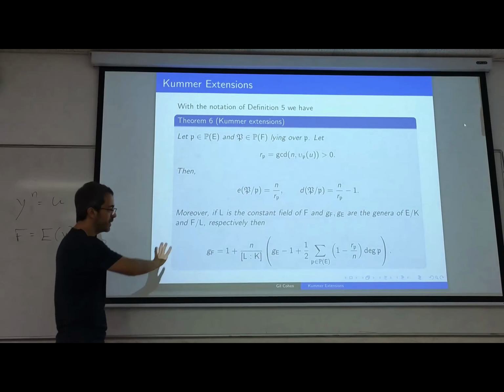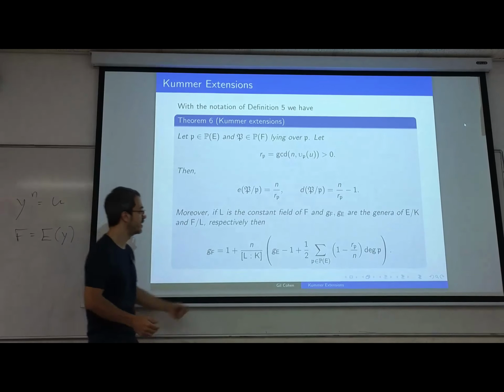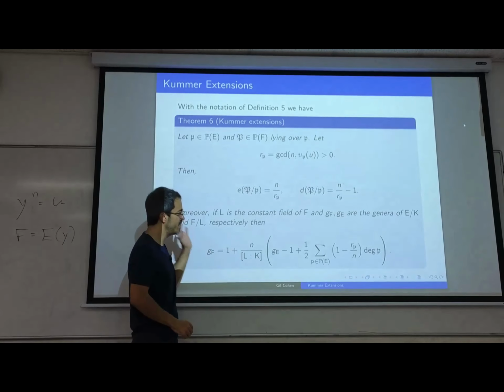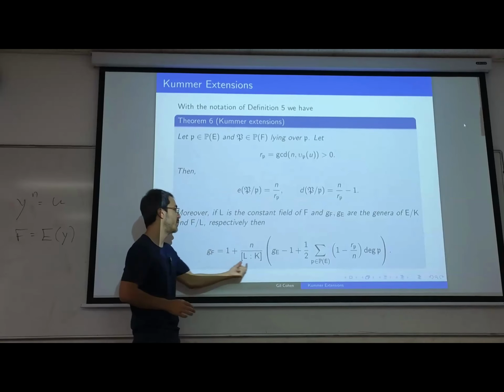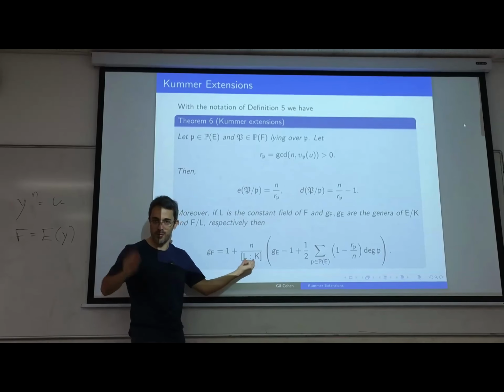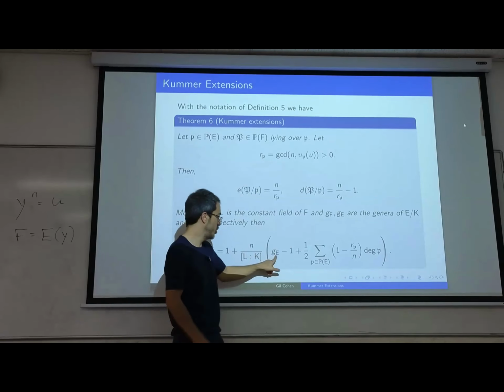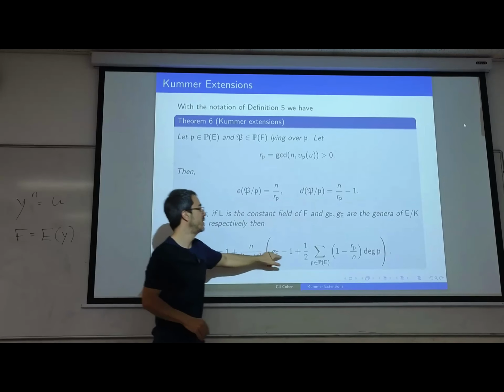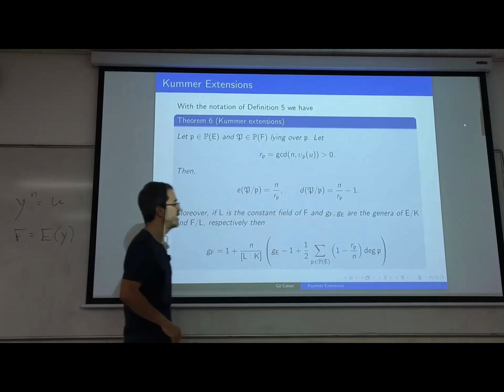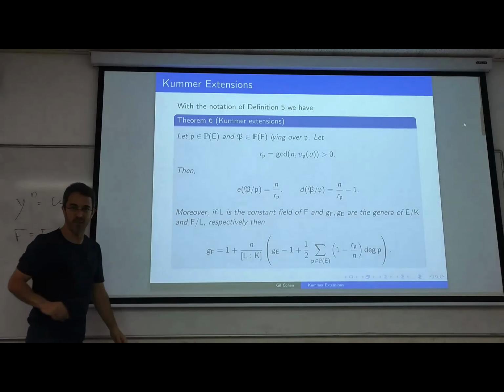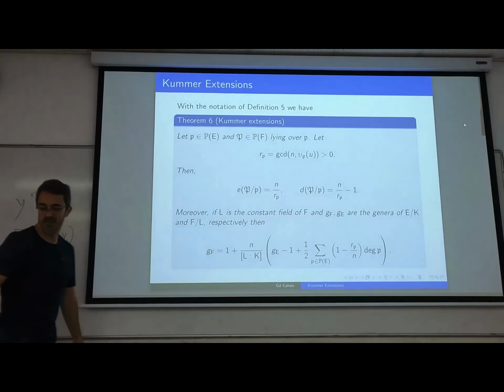And that formula, you don't have to worry about anything. What you can see is that everything here is easy to compute. L over K is going to be 1 in a second, so don't worry about that. And G_E, by induction or something. And the only thing you have to compute is the R_P's, which is easy to compute. So that's a very good theorem to have. Good balance. It's quite general, but not too general, so you can say a lot.